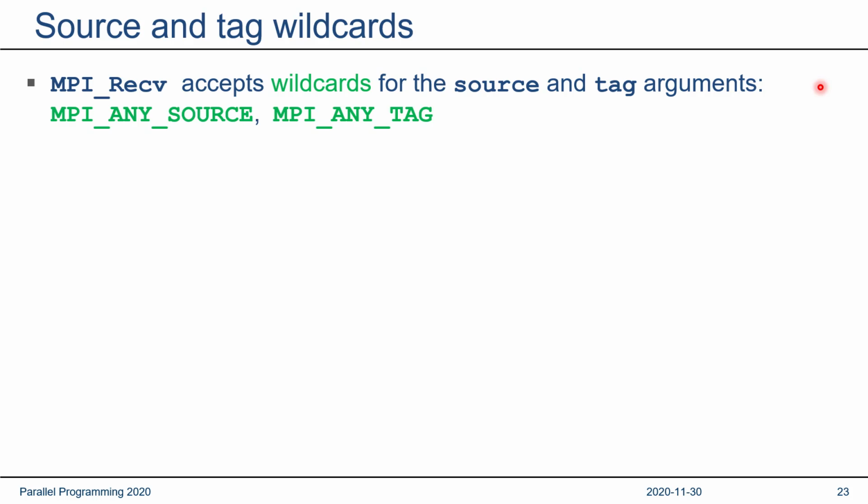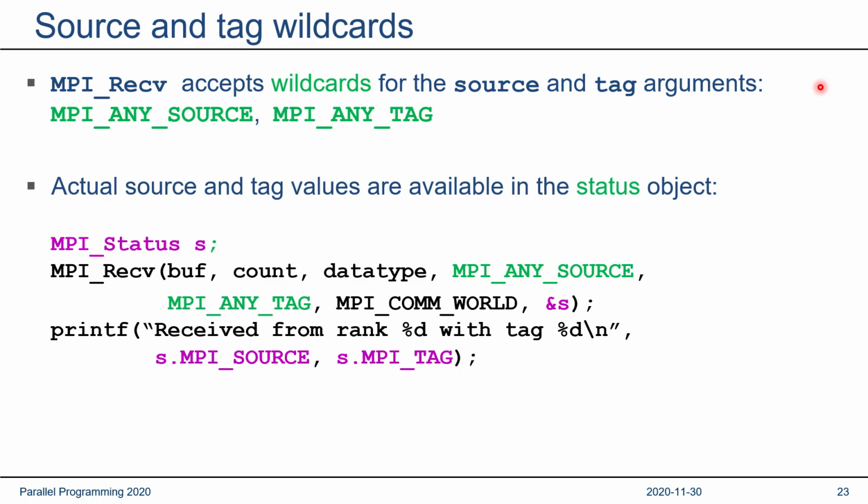Now, why is that? The reason is that MPI receive accepts so-called wildcards for the source and tag arguments. Instead of specifying a definite source rank, you can just say MPI any source, and instead of naming a specific tag, you can just say MPI any tag, which means you're willing to receive from anyone and whichever tag the message carries.